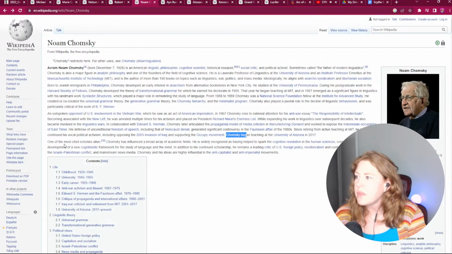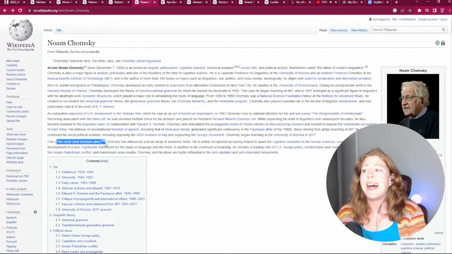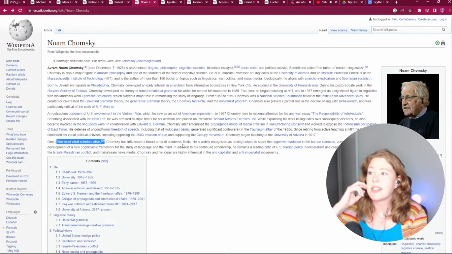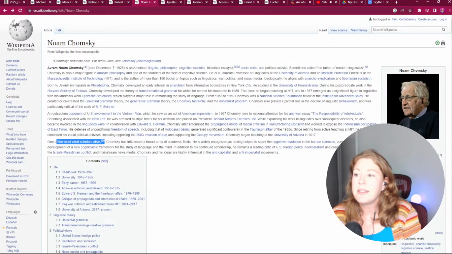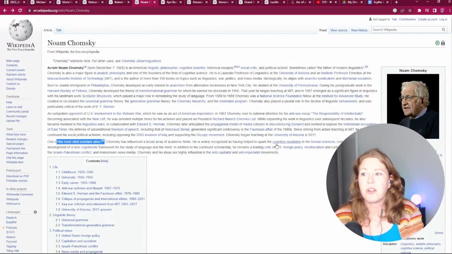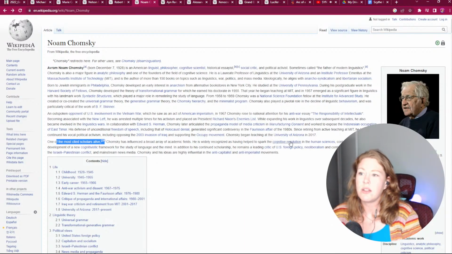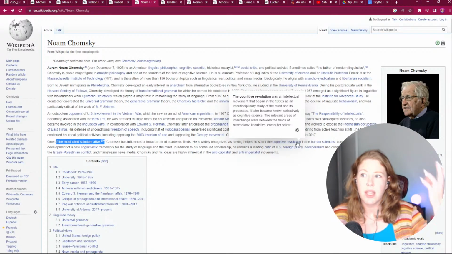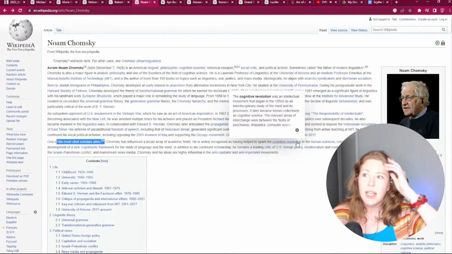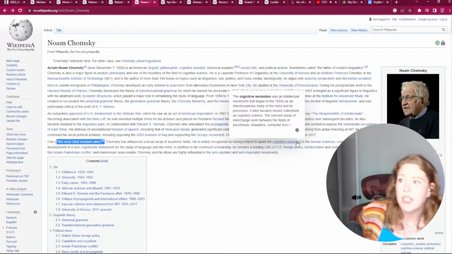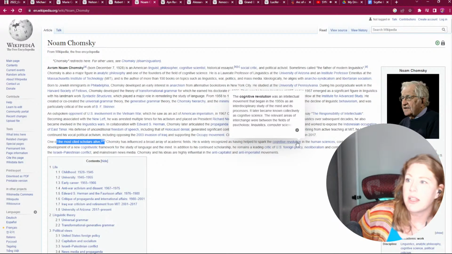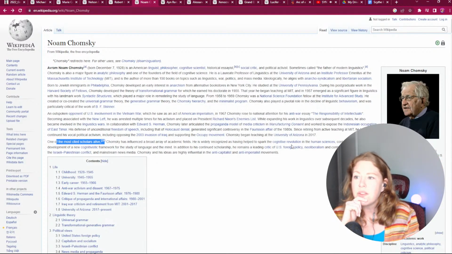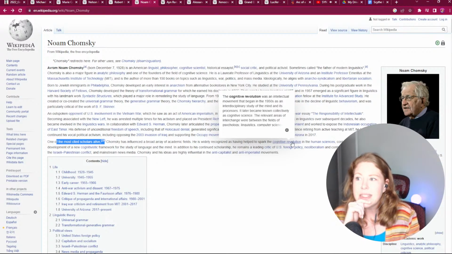Okay. One of the most cited scholars alive, says one of these references. Chomsky's influence spans a broad array of academic fields. He is widely recognized as having helped spark the cognitive revolution in the human sciences, which, cognitive has to do with the mind. It says here it is an intellectual movement that began in the 1950s as an interdisciplinary study of the mind and its processes. Later became known as cognitive science.